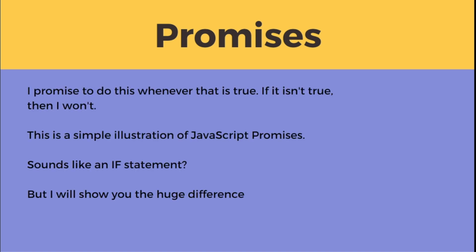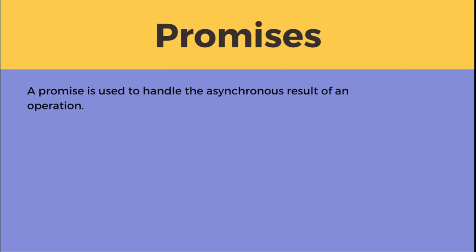I promise to do this whenever this is true. If it is not true, then I won't. This is a simple illustration of JavaScript promises, and I know it sounds like if statements, but what I'll show you here is the big difference between promises and if statements. A promise is used to handle the asynchronous result of an operation.